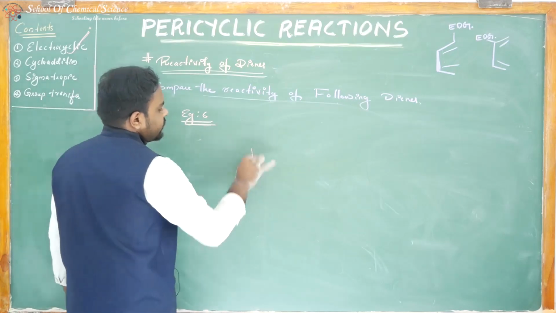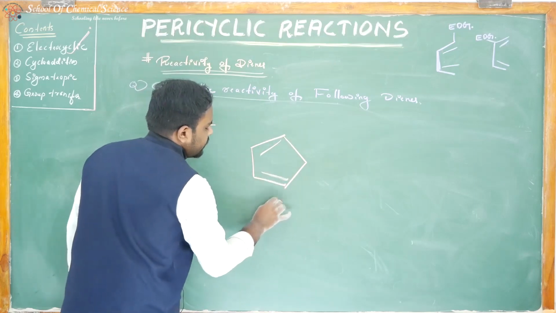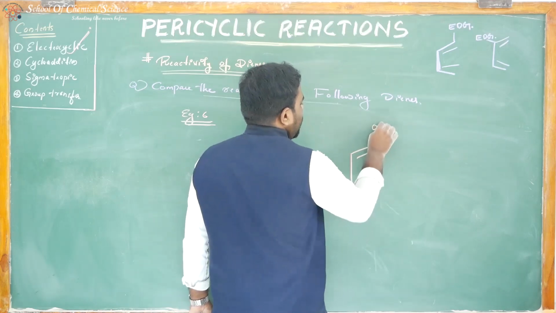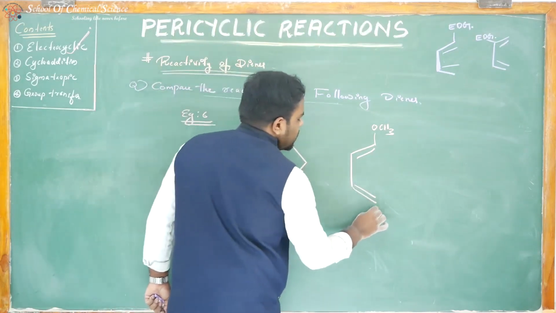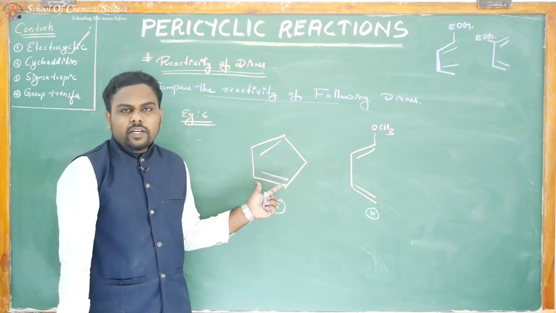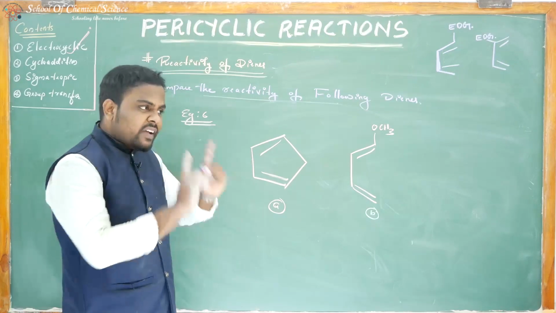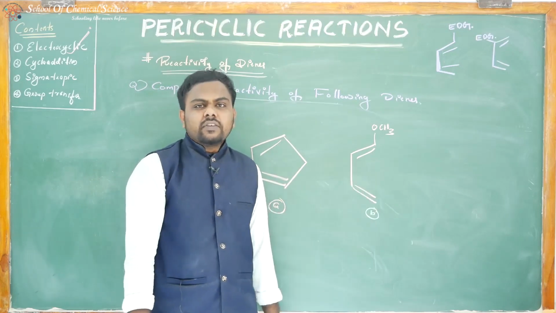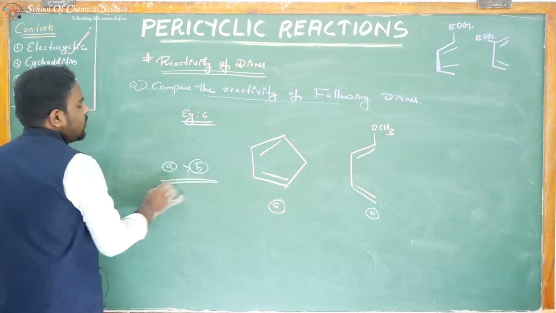Example 6. This is option A. This is OCH3. Which diene is more reactive, whether A or B? Here this is a rigid system and in cissoid conformation. But this is a non-rigid system. This ring is rigid because rotation is not possible. Always exists in cissoid form. But this is non-rigid. It will undergo rotation and convert into the less reactive transoid form. So definitely A is more reactive than B.